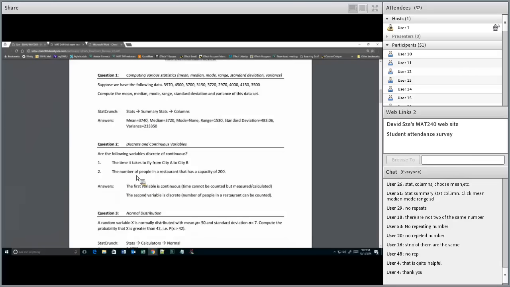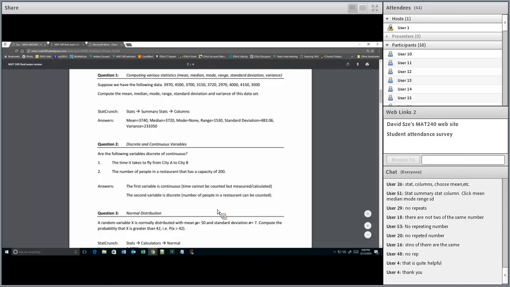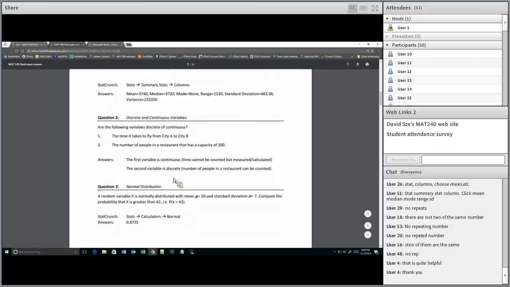However, the number of people in a restaurant that has a capacity of 200, right? The number of people you can count, and you can definitely count up to 200. So this is a discrete variable. The reason is that again, you can count the number of people in the restaurant. So that is how you differentiate between the two variables. Okay, there's nothing too complicated here either.